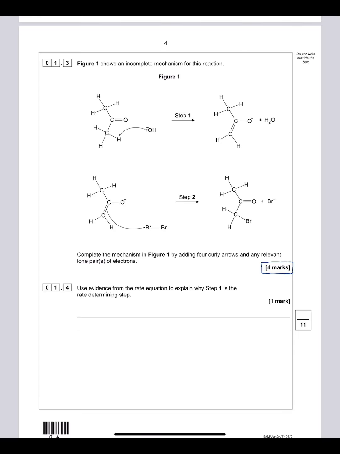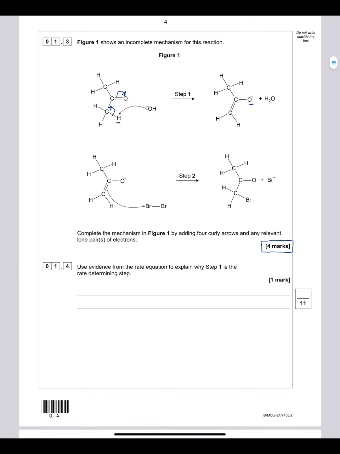In step 1, we have the hydroxide attacking as a base, attacking this hydrogen and taking it as a proton. When we look at the product, you're going to find that the oxygen now has a negative charge and there is a double bond between the 2 carbons. To generate the double bond between the 2 carbons, these electrons will have to move from the carbon hydrogen towards the carbon carbon. And for the oxygen to have the negative charge, the double bond will have to move from the carbon oxygen towards the oxygen. So these are 2 curly arrows.